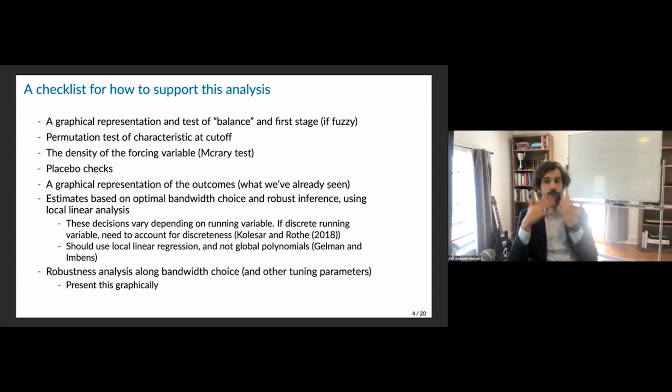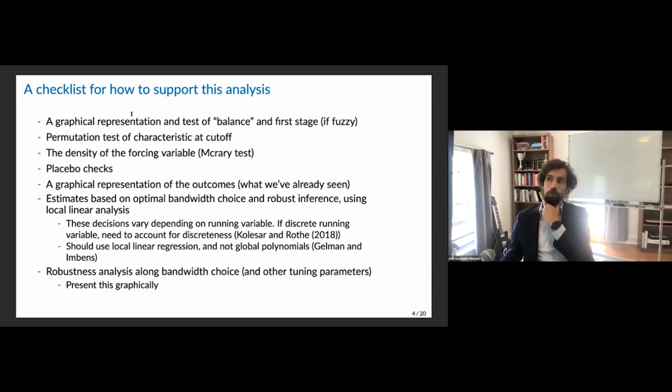My preference is to kind of establish the validity of the design first before going into what all the estimates are. Sometimes people like to be like, here's my effect, and then I'm going to show you a bunch of ways in which it's robust and why you should believe it. Those are rhetorically different things, but conceptually have the same content in them.